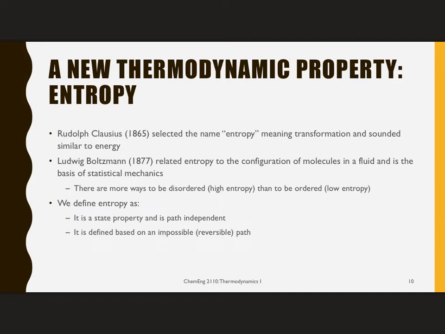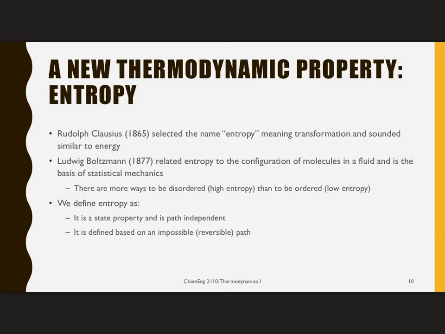So entropy is a thermodynamic property in the simplest sense. It's just a property. The name for this was selected by Rudolf Clausius in 1865. Now you probably know that name Clausius, right? We run into it in some other places. But it means transformation, and it sounded a lot like energy, and so he thought that was nice because it's sort of a counterbalance to energy.